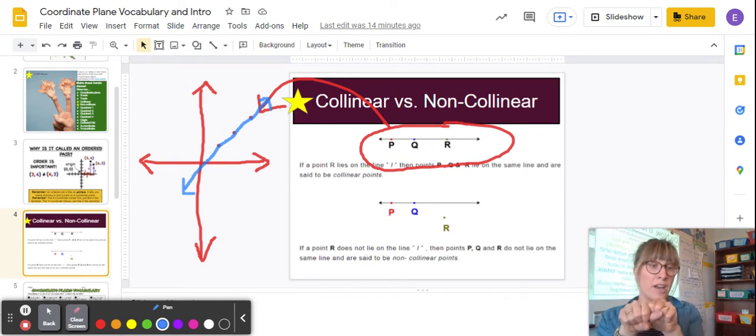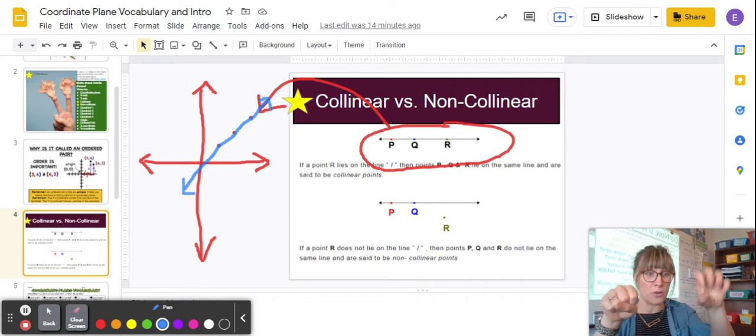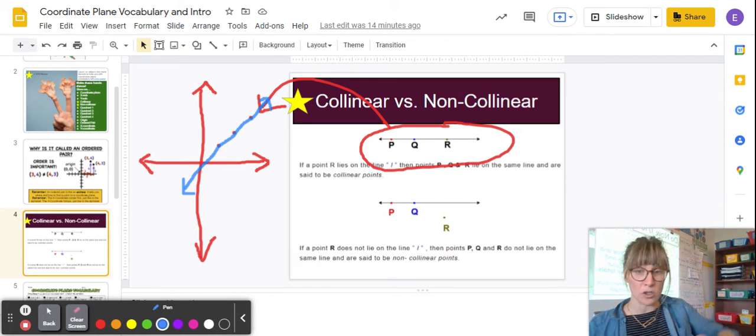So a little hand motion that you might do to remember that is thinking about collinear. So we have point, point, point, point, and they form a line. So collinear, collinear. Okay. The opposite can also be true.